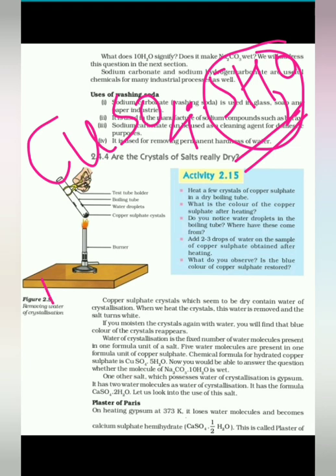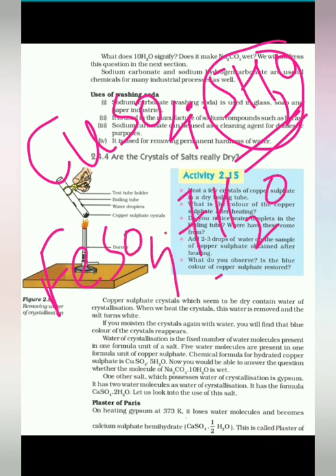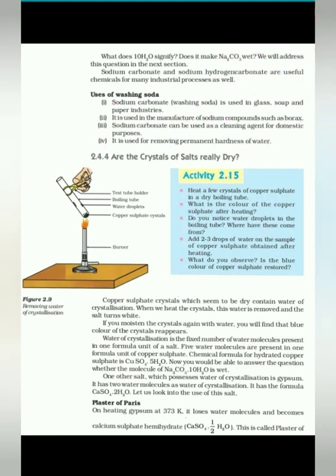Also we can see iron sulfate crystal, FeSO4.7H2O. Here these 7 water molecules are the water of crystallization. One more salt which has water of crystallization is gypsum. It has 2 water molecules as water of crystallization. It has the formula CaSO4.2H2O. This is the formula of gypsum. Now we'll see the uses of this salt.